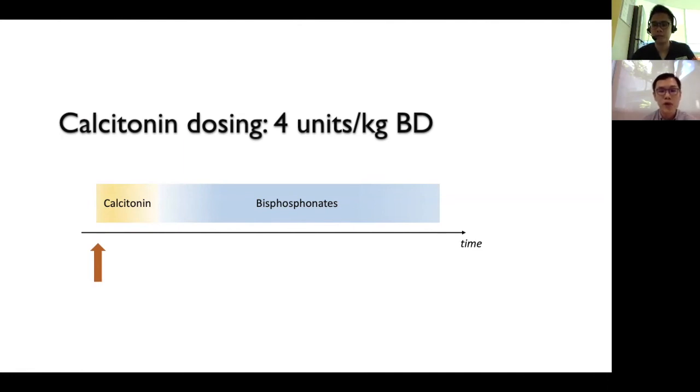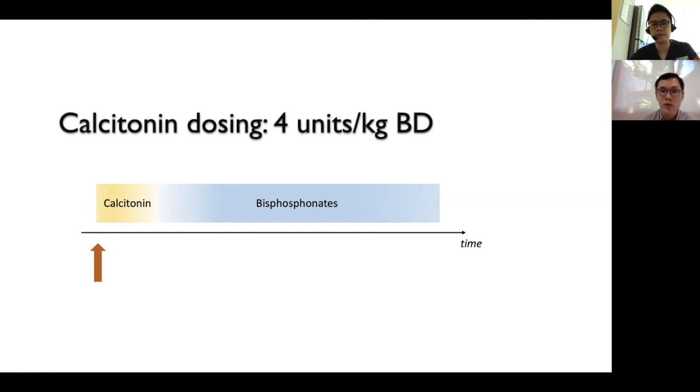Calcitonin and bisphosphonates are sort of complementary, in that calcitonin has a fast onset but doesn't last very long because of tachyphylaxis, whereas the bisphosphonates take a while to come in. When you give the bisphosphonate, it takes about 2 to 4 days before you see the calcium-lowering effect, whereas the effect will be more sustained. So usually we give both at the same time.